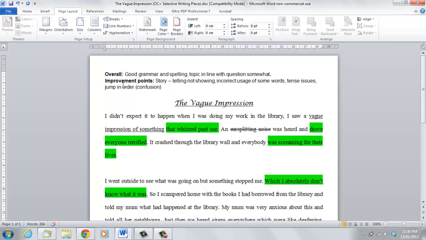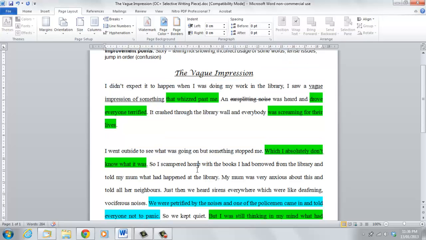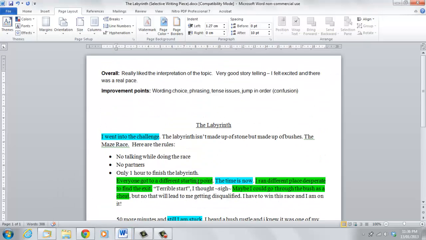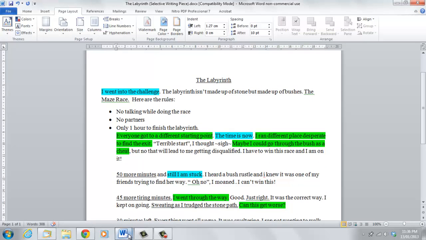I'll show you the process that I go through in order to correct and review and also provide feedback for written pieces. What I do first is I go through the overall feel that I have for the story, then improvement points, and then I go in detail through each of the line items in the written piece. So today I'll go through the vague impression submitted by Andy and then the labyrinth submitted by Angie.